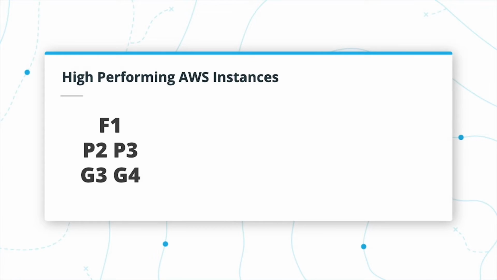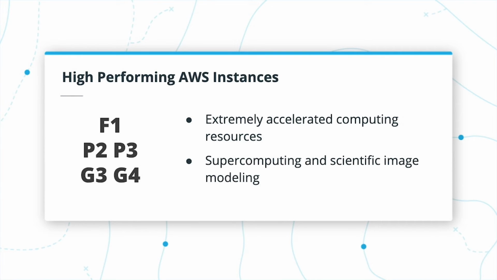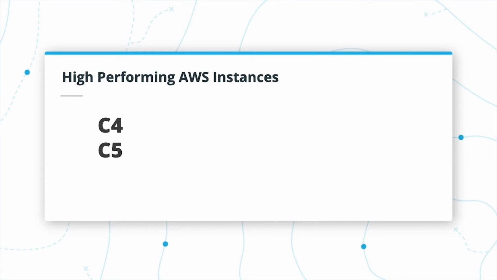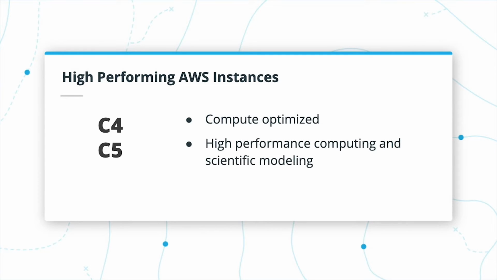F1, P2, P3, G3, and G4 instances provide extremely accelerated computing resources, including instance, network, and GPU, for supercomputing and applications like scientific image modeling. C4 and C5 instances are compute-optimized instances, best used for compute-bound applications that benefit from high-performance processors like high-performance computing and scientific modeling.